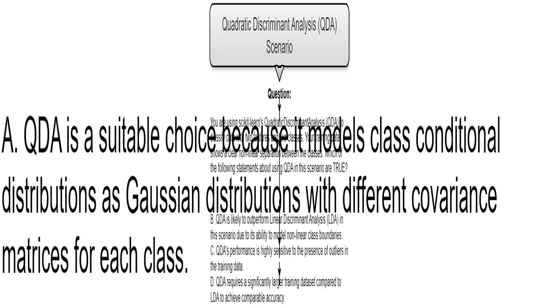QDA, however, is more flexible. It can model curved class boundaries because it allows for different covariance matrices for each class. This means I expect QDA to outperform LDA here.